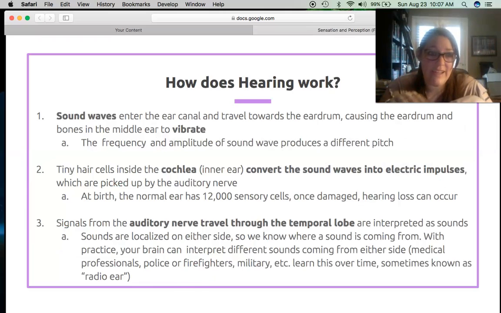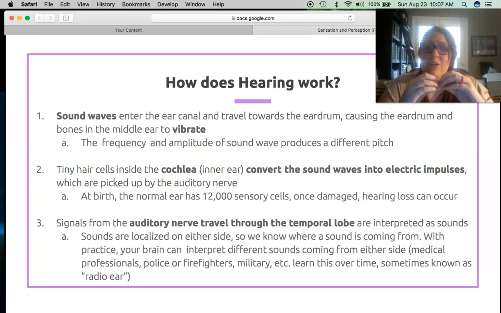So here's it broken down. Sound waves coming in, the frequency and amplitude of sound waves produces different pitches. So the difference between a foghorn and a whistle. Those are vastly different frequencies and amplitudes of sound that allow us to hear them differently. So sound waves come in, causing the eardrum and those middle bones to vibrate. They are the tiniest bones in our body.